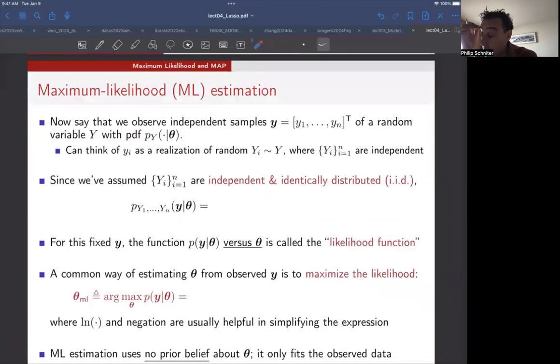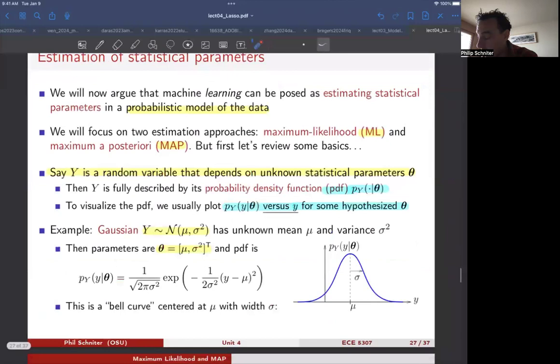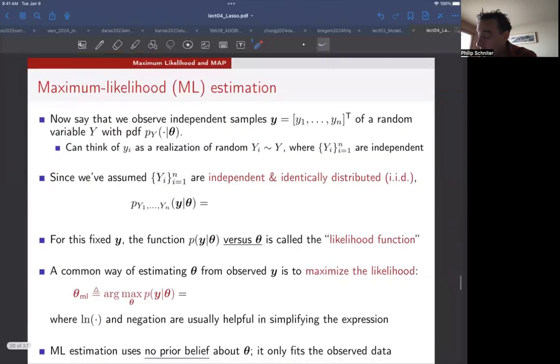So of course, in practice, we're not going to have just one data point. In this equation, we just have a single scalar y, but that's not what happens when we train. When we train, we have samples y1 through yn. So we can create a column vector from that, call it boldface y. And so these are independent samples of some random variable capital Y with some PDF.